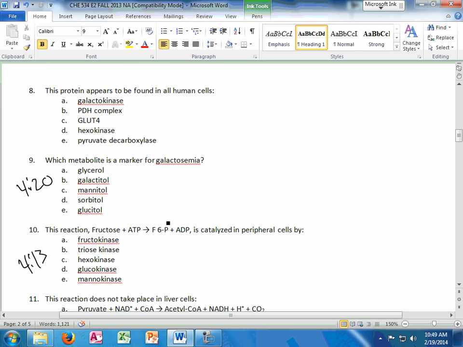Protein appears to be found in all human cells. Remember, anything from glycolysis metabolites or enzymes. Muscles only, mitochondria only, liver only, producing galactose. And this was from Unit 3. This is the example of something that's not found in humans.